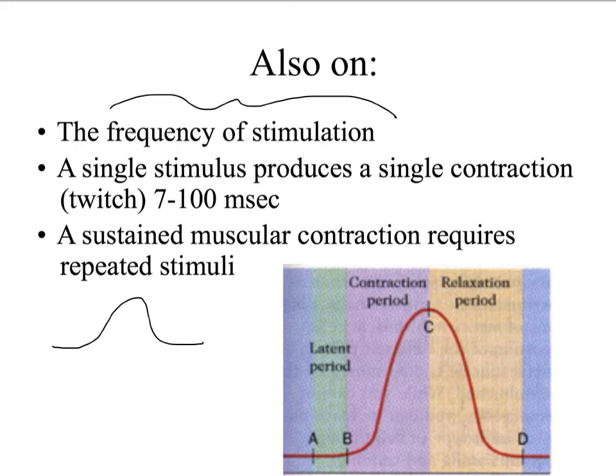So if you look at this, a twitch is only lasting 7 to 100 milliseconds. So we're talking about a pretty tiny event here. So for you to actually perform any sort of work, to actually move any sort of load, you're going to have a sustained muscular contraction where you've got a repeated stimulus. So I want to go ahead and show you a couple of terms here on this twitch. Again, think about this. We're talking about a single fiber, not a muscle body.